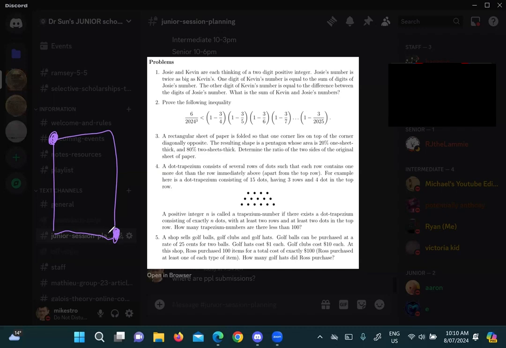So the length to the width. So if this was the width, this was the length. We want the ratio of them, length over width, yeah?